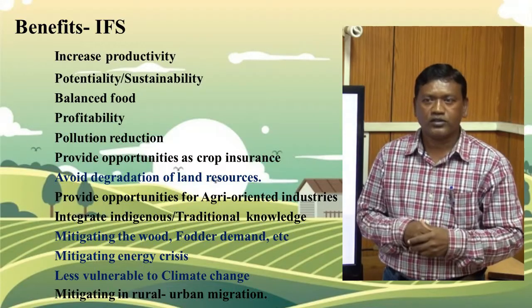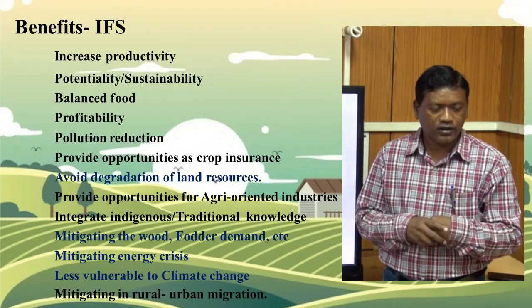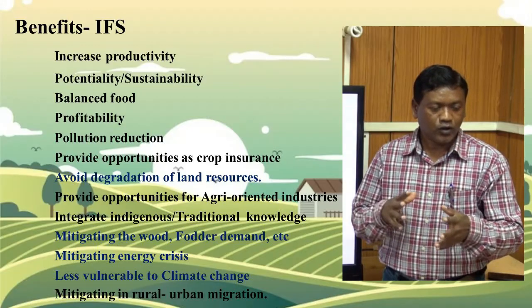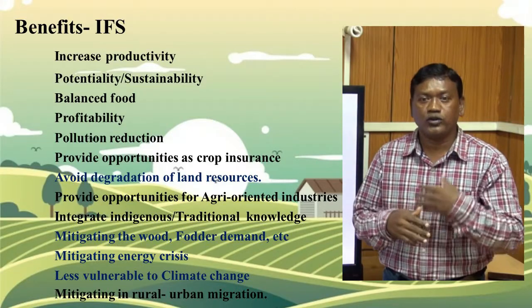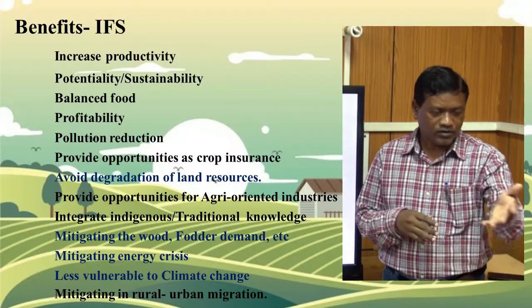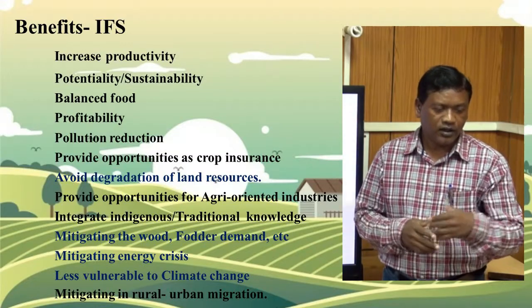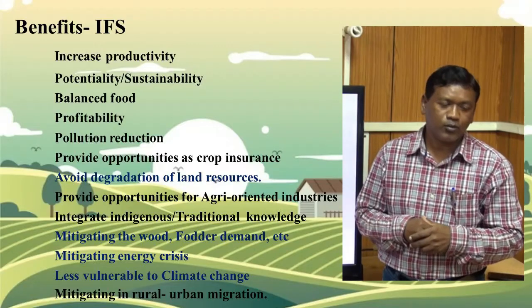Next, balanced foods. If the system is an integrated farming system and there are different types of crops, these crops give balanced diets or balanced food to the farmer's family. So it is very important for getting balanced foods from the system. And next, profitability is very important.